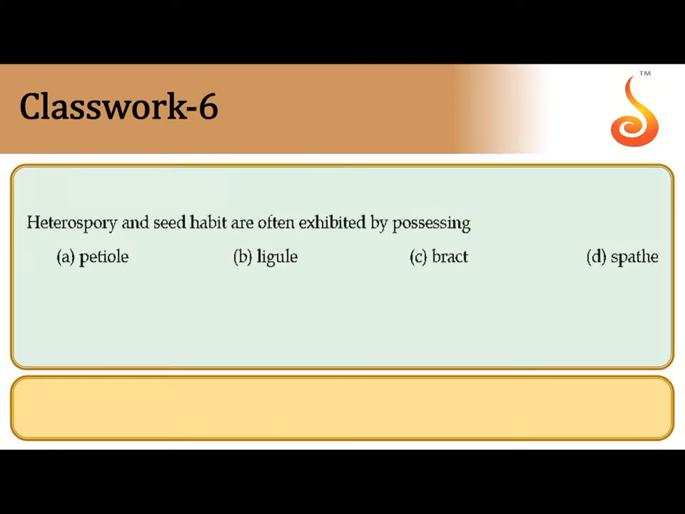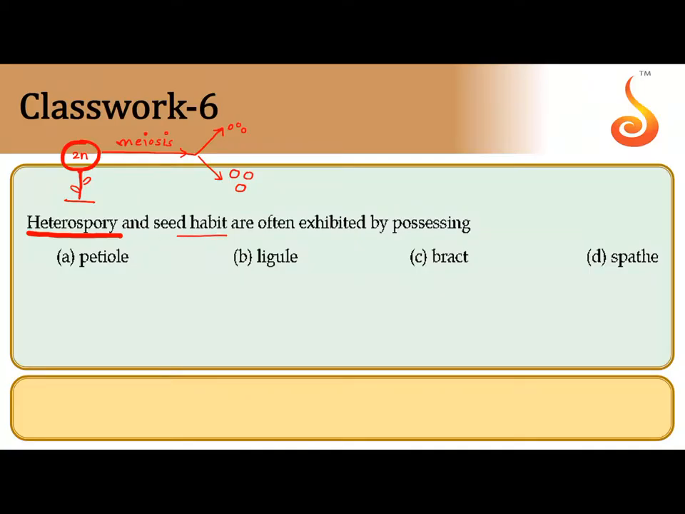Now the next question is, heterospory and seed habit are often exhibited by plants possessing. Now heterospory means the sporophyte, the main plant, is a sporophyte. We had discussed, if it is a sporophyte, it has a diploid chromosomal constitution. It produces spores through meiosis. So it undergoes meiosis and it produces spores. But heterospory means the spores produced are of two types. Some of them are called microspores, some of them are referred to as macrospores.